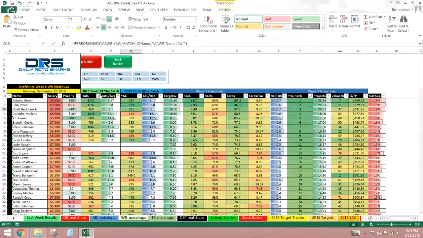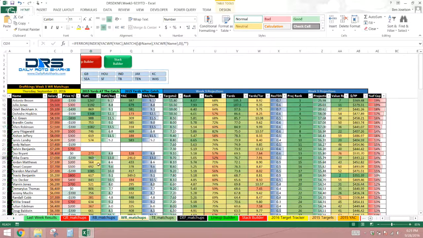But what it is, yards at the catch, is showing you how many yards they have at the catch of the ball. So if they catch the ball on a 10-yard hook, that's 10 yards at the catch. Now, if they take that ball and then run another 10 yards, that's yards after the catch. So we like to separate them because it shows you what type of player they are for the most part.